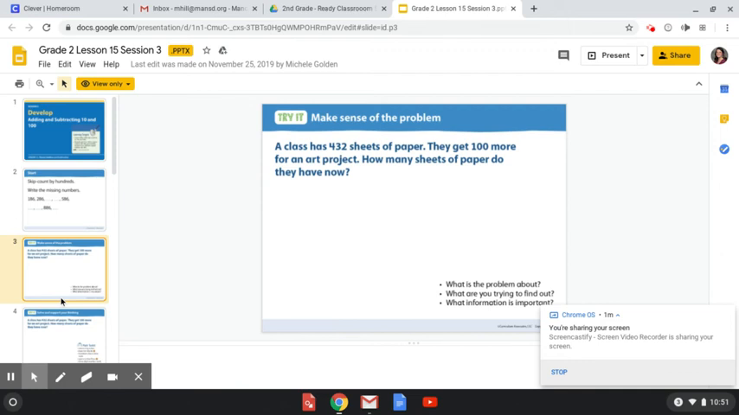So the first problem that we're going to take a look at today, it says a class has 432 sheets of paper. They get 100 more for an art project. How many sheets of paper do they have now? So essentially what this problem is asking us to do is to take the 432 sheets of paper that the class already had, and then they got 100 more for an art project. And how many sheets do they have now? Take a second to think to yourself how many sheets the classroom would have now.